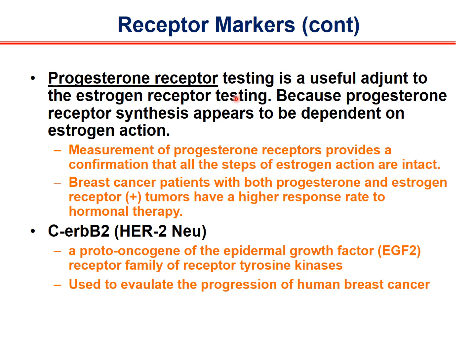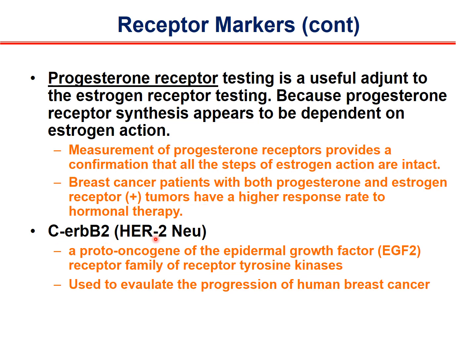Progesterone receptor testing is a useful adjunct to estrogen receptor testing because progesterone receptor synthesis appears to be dependent on estrogen action. Measurement of progesterone receptor provides a confirmation that all the steps of estrogen action are intact. Breast cancer patients with both progesterone and estrogen receptor positive tumors have a higher response rate to hormonal therapy.